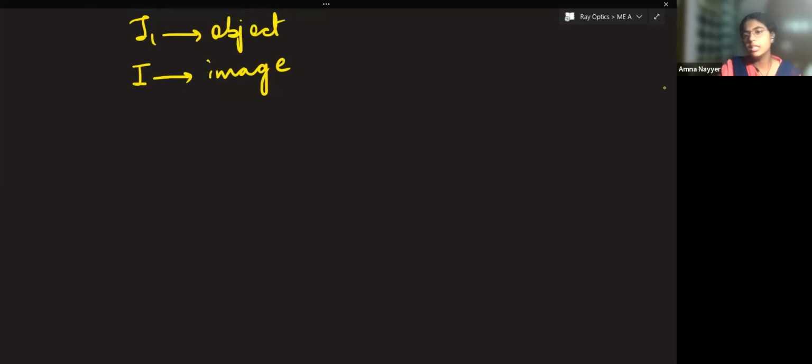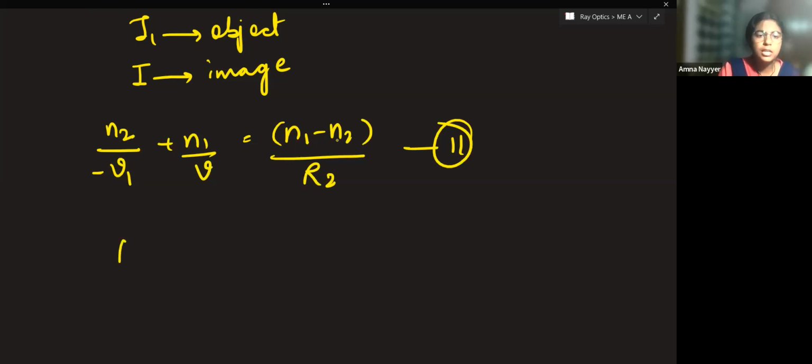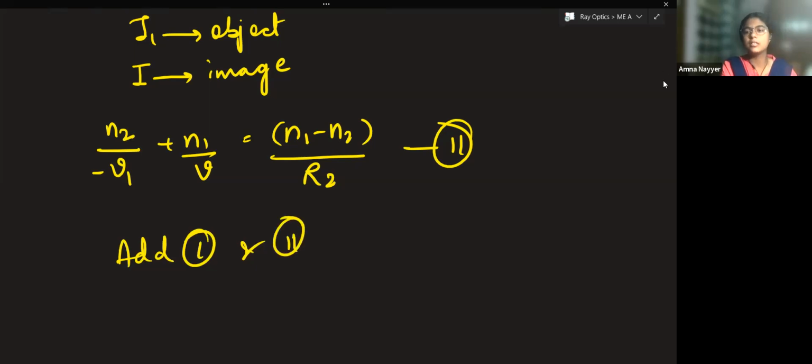Now, if we put in the formula for denser to rarer, this becomes N2 by minus U. So that becomes V1, because object distance is now I1, plus N1 by V. This is equal to N1 minus N2 divided by R2. This is the second equation. Just add both these equations. Add 1 and 2. Add these equations together.